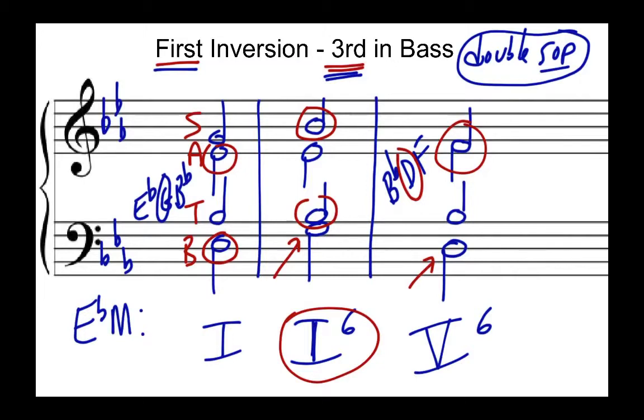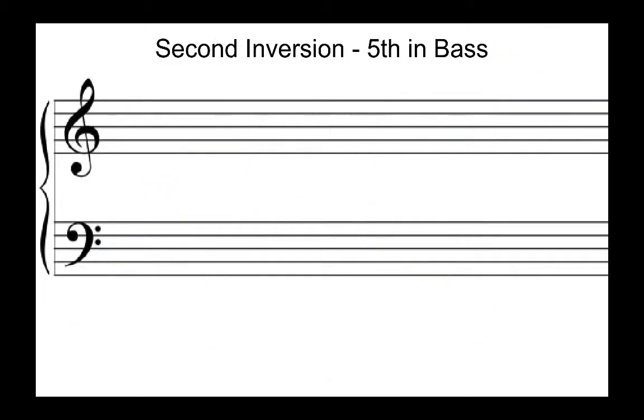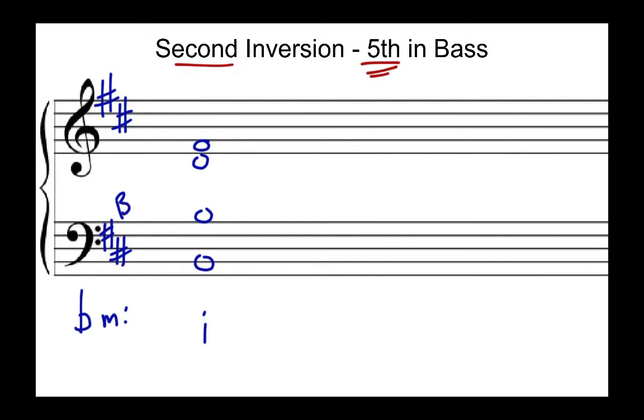So that's first inversion. Let's go ahead and talk about second inversion. Now, second inversion is when the fifth of the chord is in the bass. So for instance, if I was in B minor, let me set up two sharps, and we'll make this B minor. And if I had a tonic in root position, I would have two roots, two Bs, like so. Right, so this chord is spelled B, D, F sharp, and in the example, I've got two Bs.